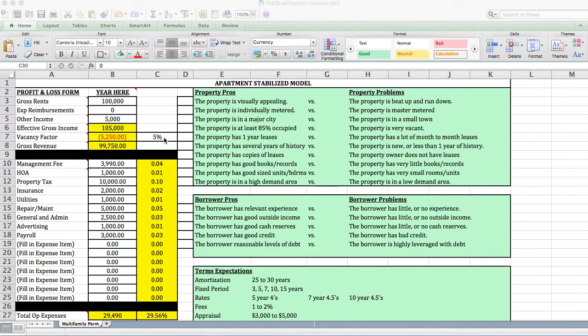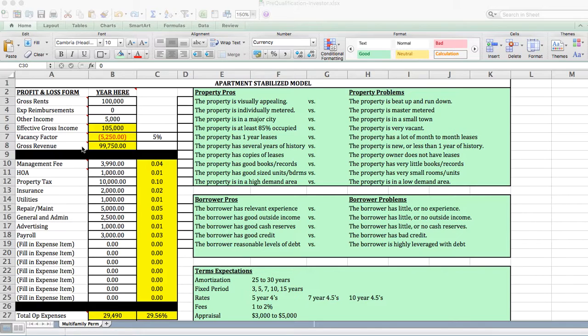The vacancy factor, we're going to just use 5%. Could be different. You might want to know what your local vacancy factor is. A commercial broker might be able to help you with that. So the vacancy factor we're using is 5%. So you could change that number and it will adjust here in this section.